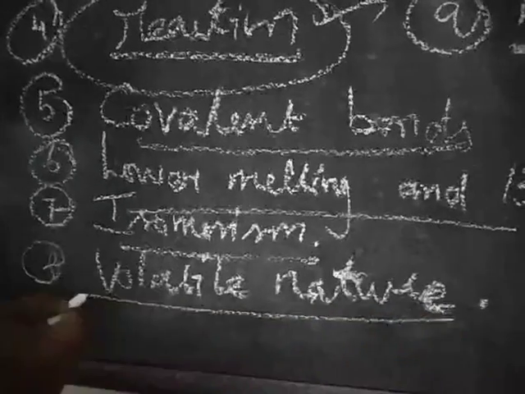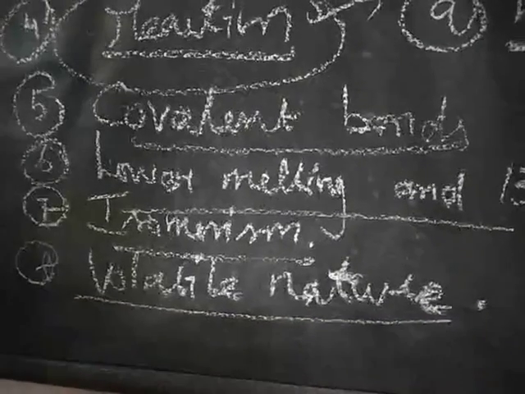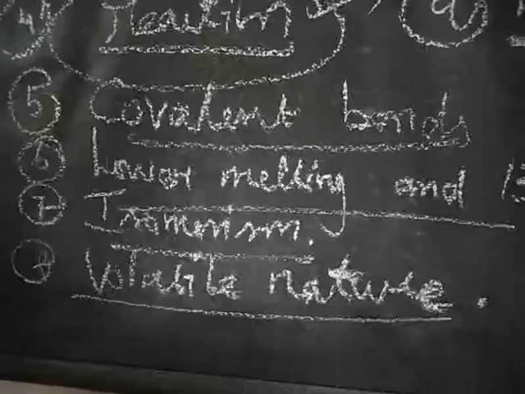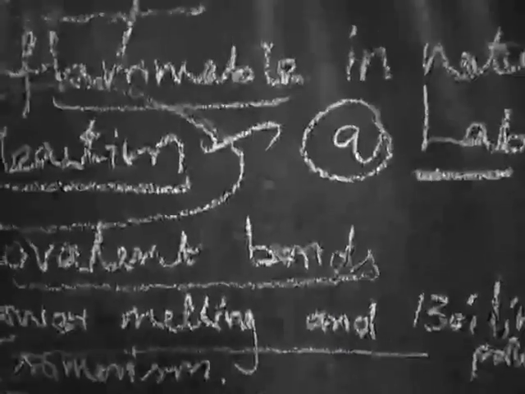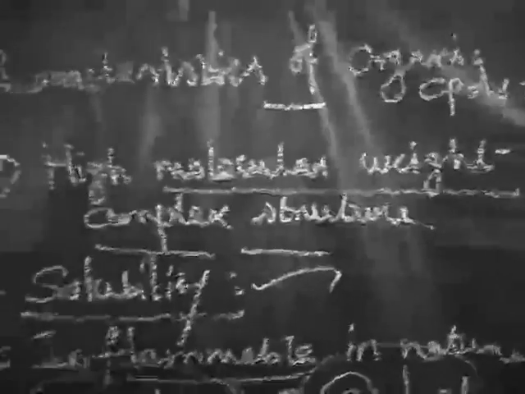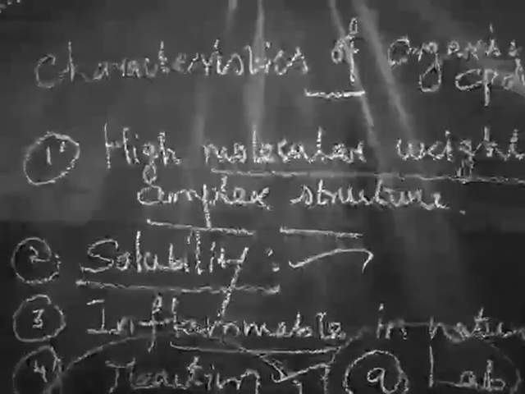Eighth one, they are volatile in nature. Ninth one, last point, most of the organic compounds are prepared in the laboratory. Okay, this is the ninth point. So these are all the characteristics of organic compounds. Next one, classification of the organic compounds based on their chain.